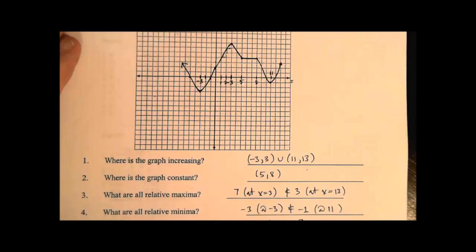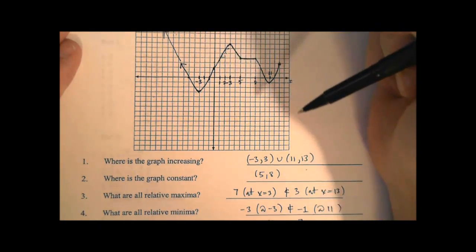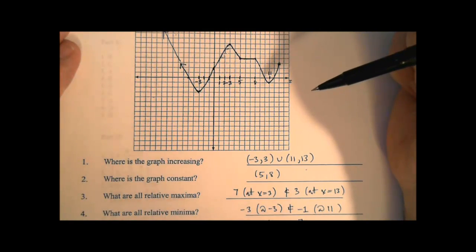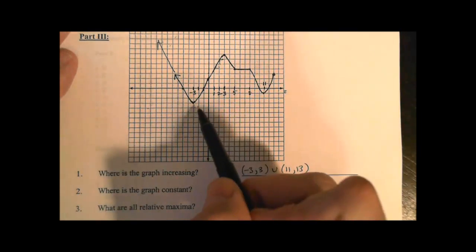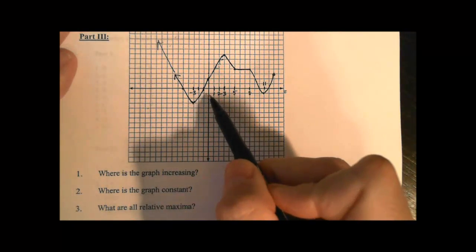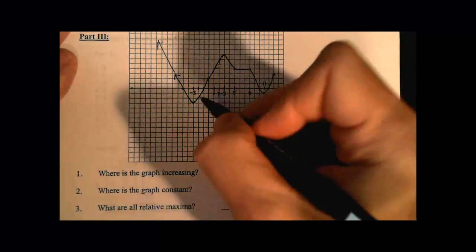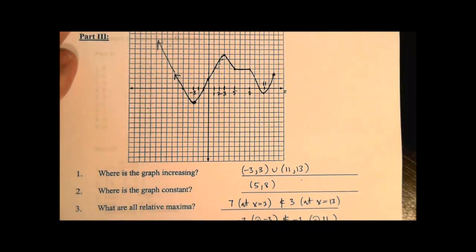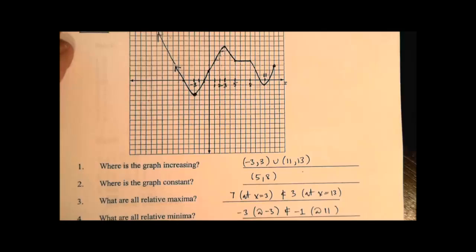What is the range? Now range, we're going to assume that this keeps going up here and continues to cover the y-axis. It's not clear that it does that, but we'll assume it does because of the direction of the arrow. In which case, the y-axis will be covered from here to positive infinity. I'm going to assume that that point actually reaches -3. So I'm going to say that the range is -3 up to positive infinity.